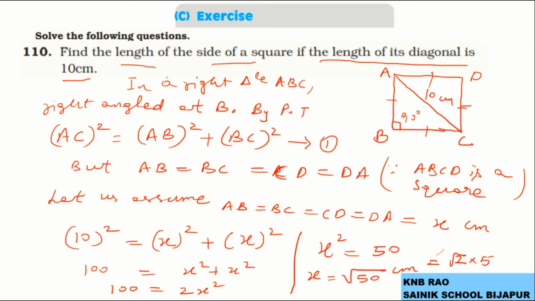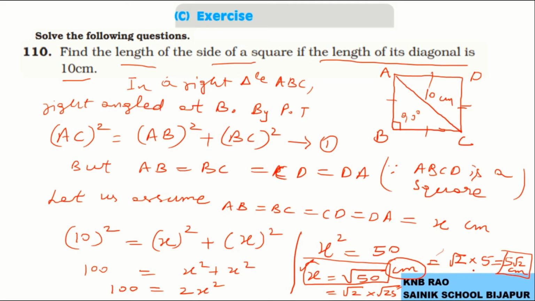How has it come? Because we will write root 2 into root 25. That root 25 gives 5, and it is called 5 root 2 centimeter. Either you can write root 50, that is also correct. Root 50 with compulsory units, centimeter, or 5 root 2 centimeter. Okay, so this is the answer.